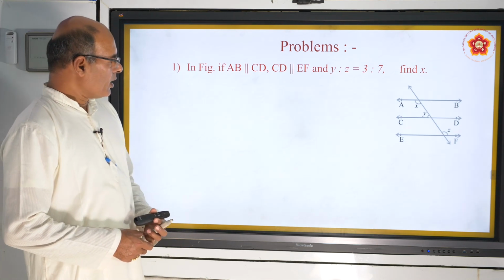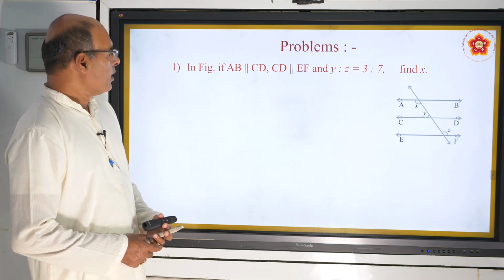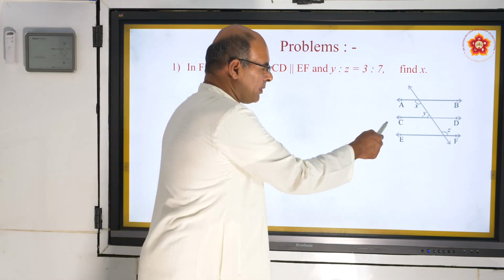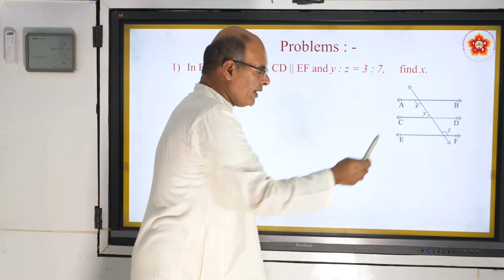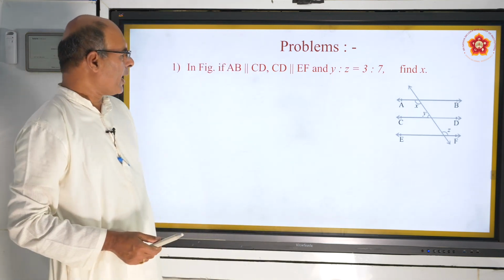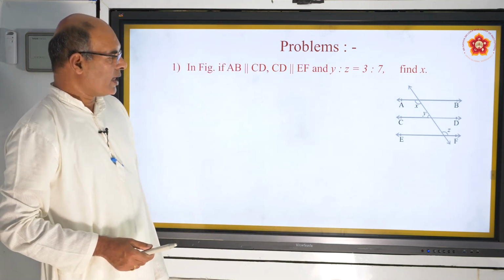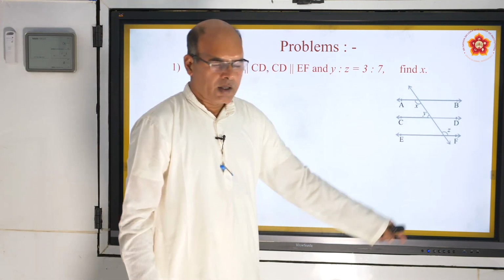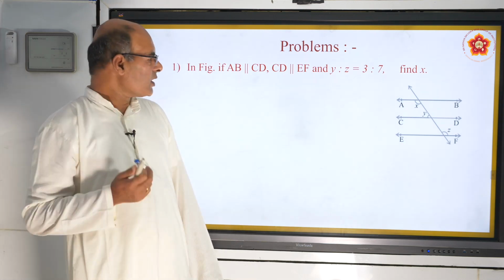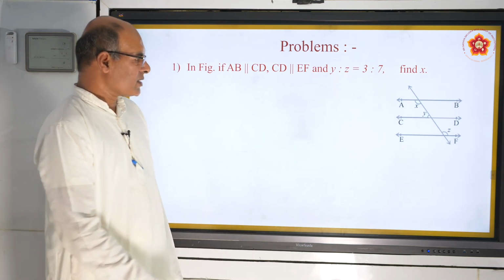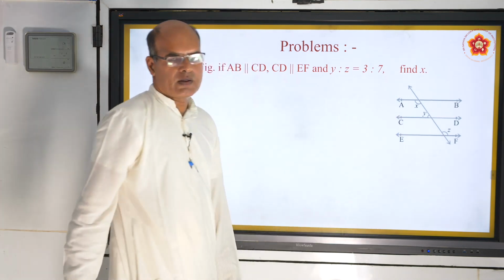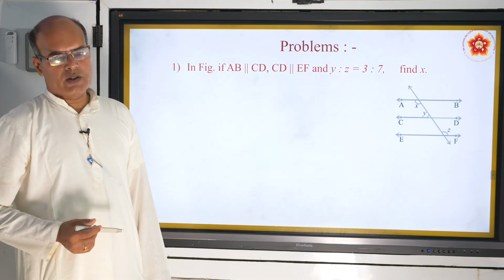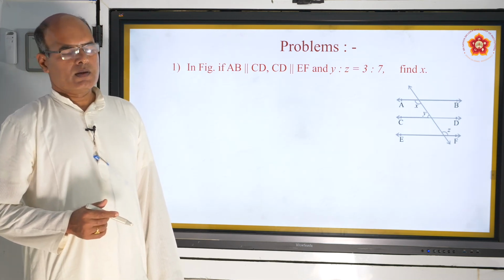In the figure, AB is parallel to CD and CD is parallel to EF. So AB and CD are parallel lines. CD and EF, they are also parallel lines. And Y is to Z is equal to 3 is to 7. Y is here, Z is here. Their ratio is 3 is to 7. Find X. You have to find out X. I think you can find out it. Can you?